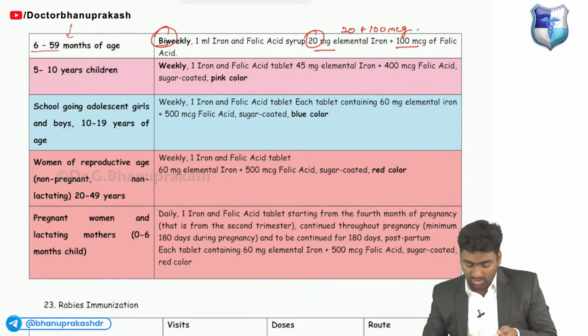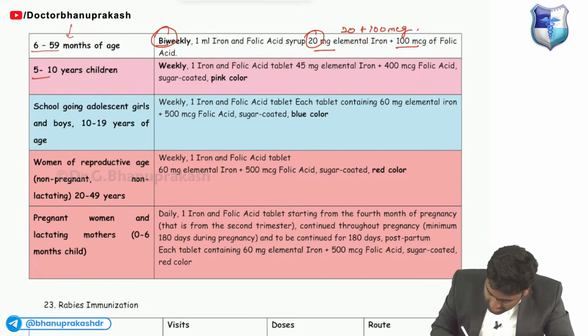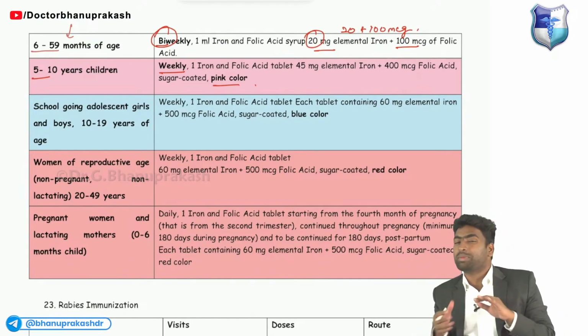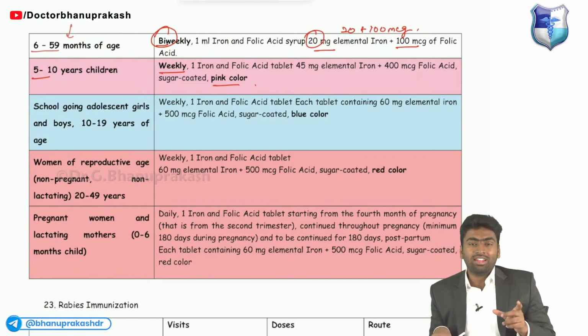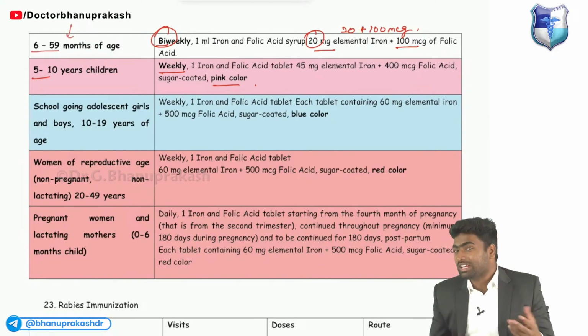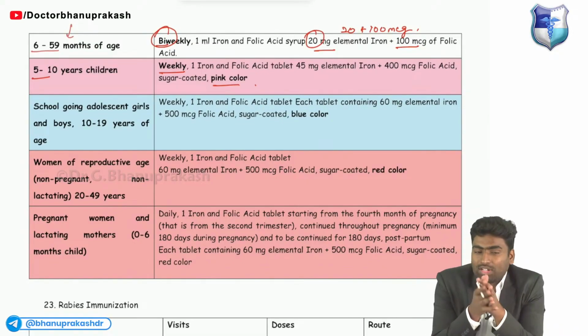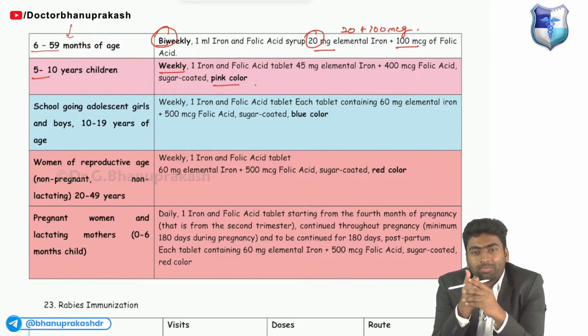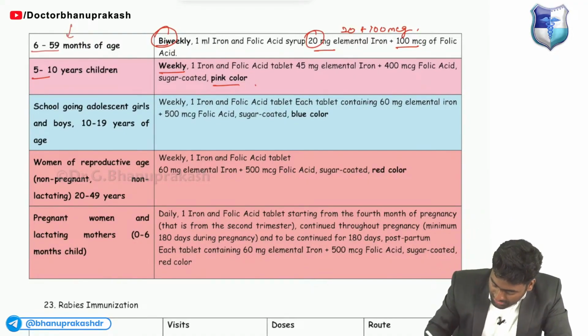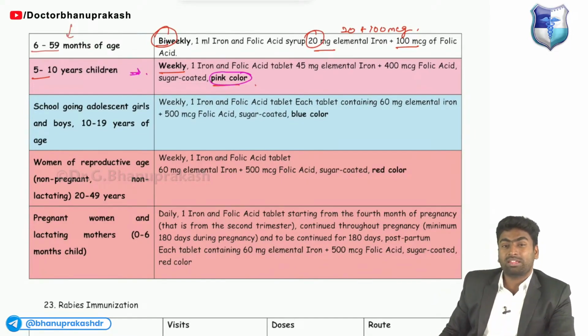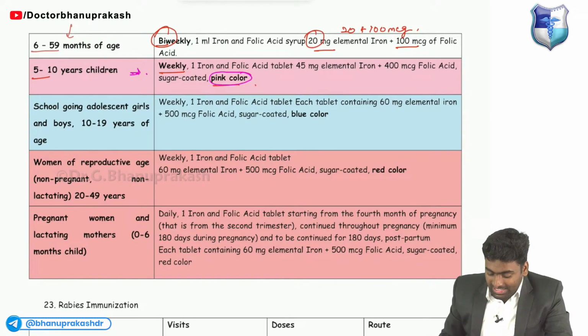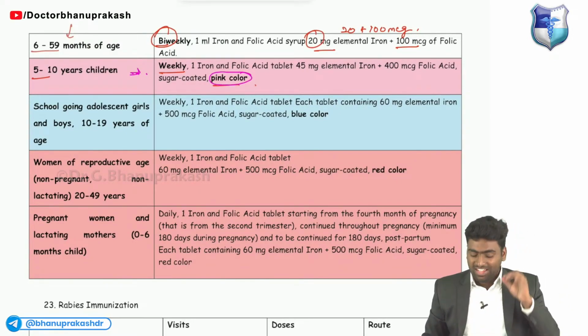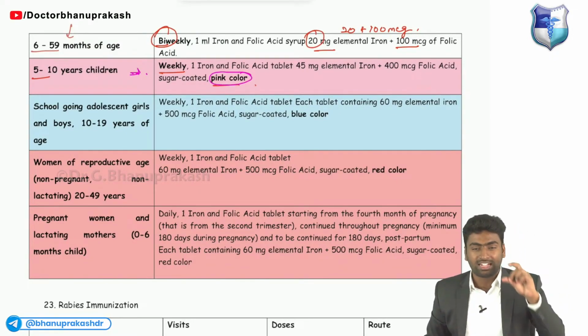Next one is the 5 to 10 years children. Remember, these children are mainly looked after by the mother, so the mother needs to give the tablets. What is the best color? The favorite color of the girls or the mother is pink. So the pink color tablet will be given to these 5 to 10 year old children. That's why initially we give pink color tablets to these children.